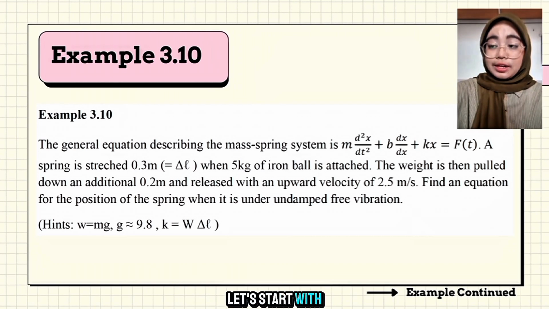So now, let's start with example 3.10. The general equation describing the mass spring system is m d²x/dt² + b dx/dt + kx = f. A spring stretches 0.3 meter (delta L) when a 5 kg iron ball is attached. The weight is then pulled down an additional 0.2 meter and released with an upward velocity of 2.5 meter per second. Find an equation for the position of the spring when it is under undamped free vibration.